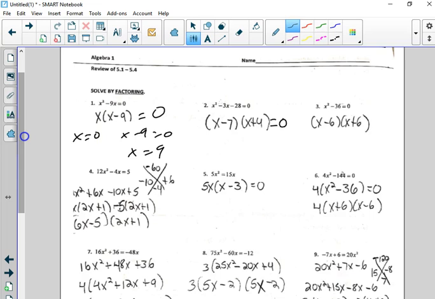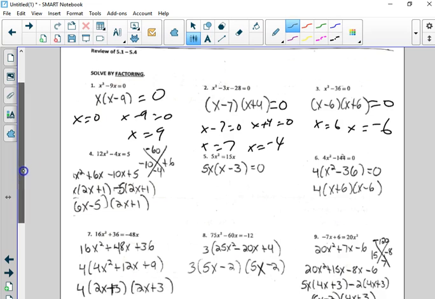This is equals 0. So x minus 7 equals 0. X plus 4 equals 0. X equals 7. X equals negative 4. I think these were the ones that were on the test, so on the graded worksheet. Difference of two squares. X equals 6. X equals negative 6. I think you can see skipping that step.